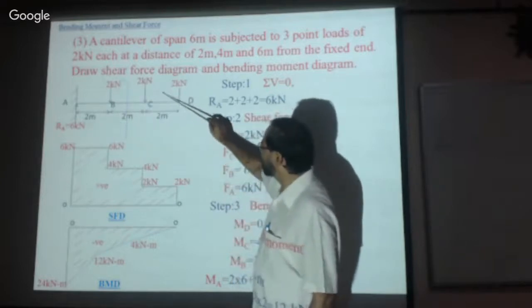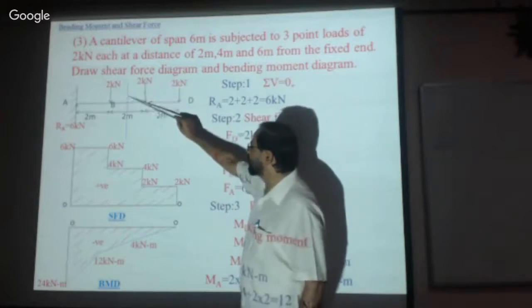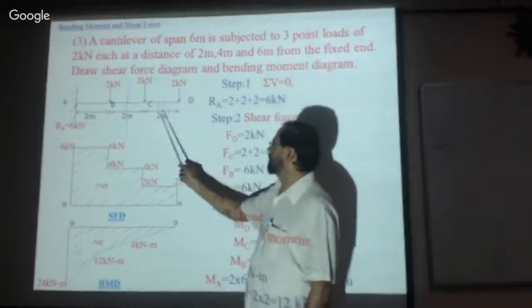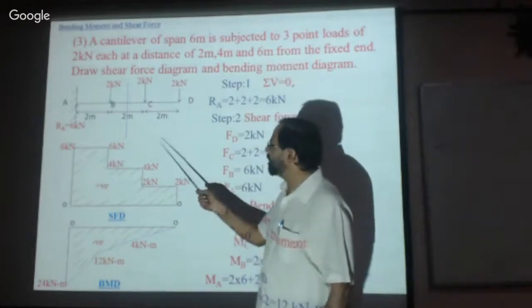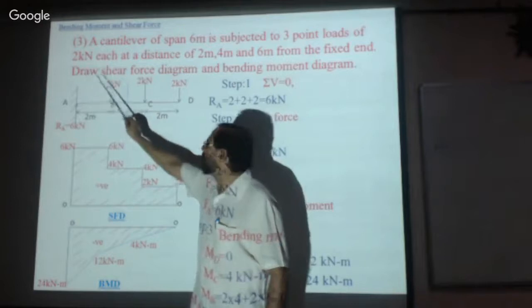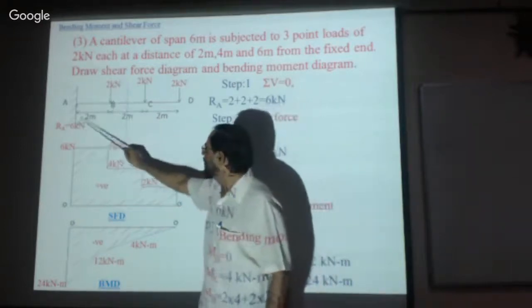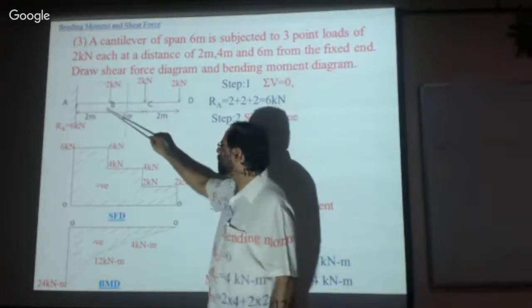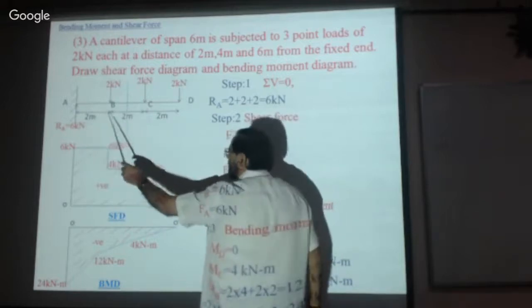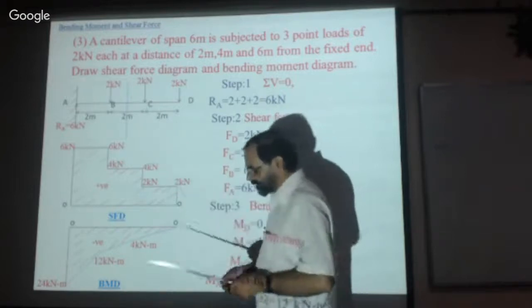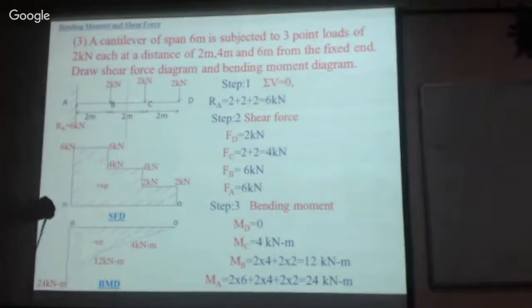Now if you consider this section, consider the right hand section. 2 kilonewton plus 2 kilonewton, equal to 4 kilonewton, is acting downward. Or consider the left hand section: 6 kilonewton is acting upward and 2 kilonewton is acting downward. The algebraic sum of these two, 6 upward and 2 downward, is a net of 4 kilonewton acting upward. According to our sign convention, considering the left hand side of the section, the result is 4 kilonewton acting upward. That is the shear force available at this point.